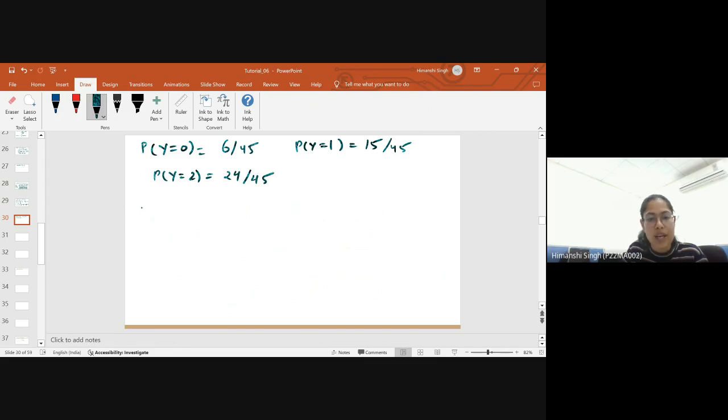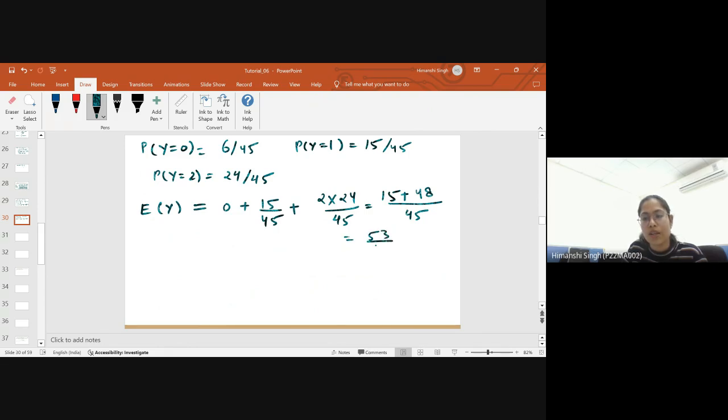Now if I want to calculate the expected value of Y, it will be 0 for the first one. For the second one it will be 15 by 45, plus 2 into 24 by 45. So it will be 15 plus 48 by 45. It will be 53 by 45.